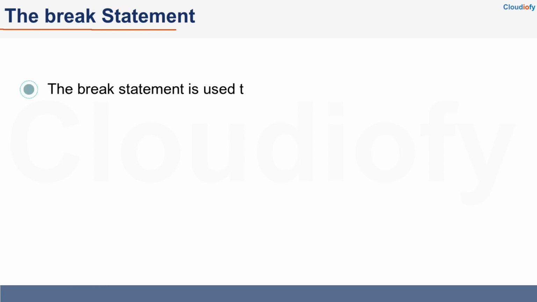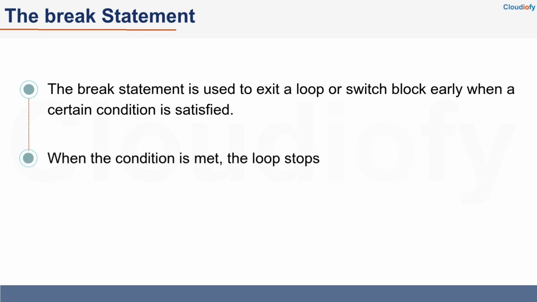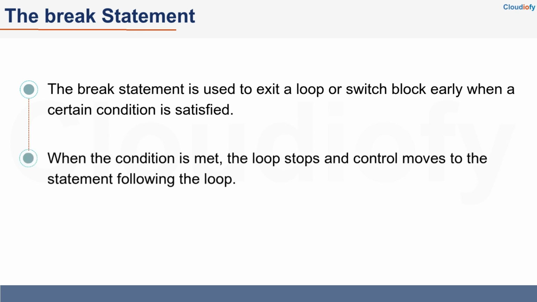Now let's talk about the break statement. The break statement is used to exit a loop or switch block early when a certain condition is satisfied. It lets us stop the loop in the middle when we don't want to continue further. When the condition is met, the loop stops and control moves to the statement following the loop. The program continues running right after the loop ends, skipping the rest of the loop.